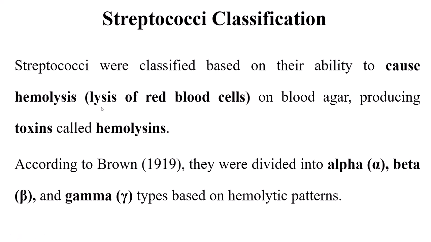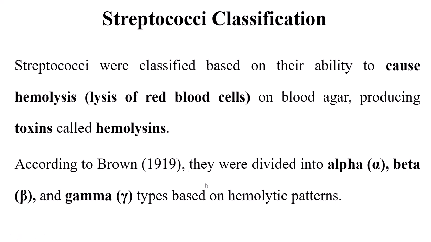What's the meaning of hemolysis? It's lysis of red blood cells because blood agar contains red blood cells. Those bacteria that can cause hemolysis lyse the red blood cells, producing a toxin called hemolysin. When they lyse the red blood cells, the result is hemolysin toxin. And according to Brown, in 1919, they were divided into alpha, beta, and gamma. This is based on the hemolytic pattern.